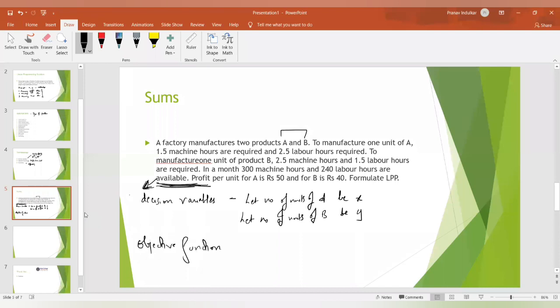Okay, so objective function will be what? Max z is equal to. Why max z? Because it is profit, and it is denoted by the variable z. Whatever the objective, it will be denoted with the variable z. Now profit per unit is 50. So 50 into how much? 50 into x, because we don't know the quantity of A, we have to find it out. 50 is given, but the number of quantities is not given.